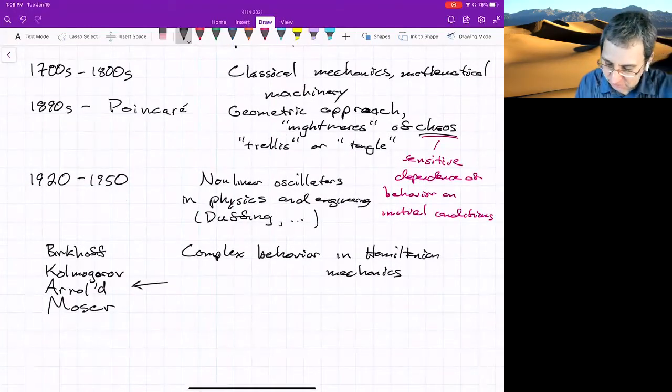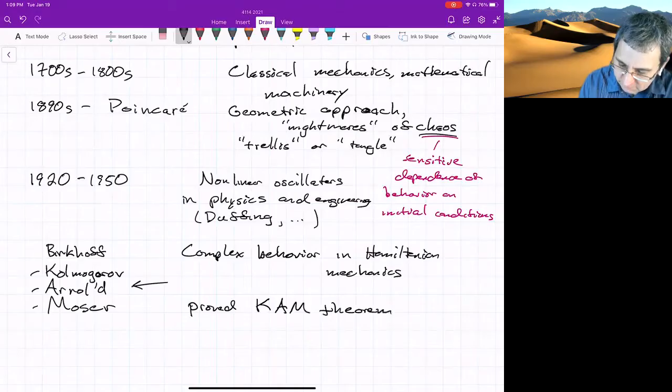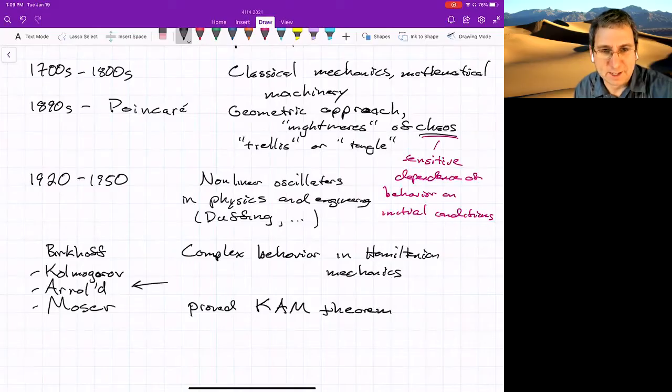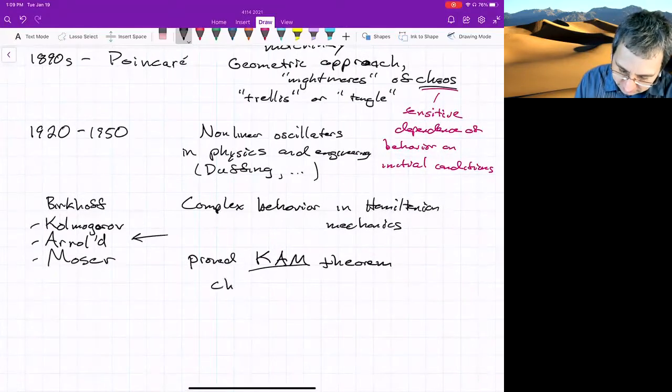So there was appreciation of complex behavior, kind of like that marble moving on the surface. But they proved things, in particular K, A, and M. Kolmogorov, Arnold, and Moser had something called the KAM theorem. I'm sure they called it something else and did it individually. And I guess there was no Google, so they couldn't Google each other. But they came up with the same result within a few years, so now it takes their names. The KAM theorem is related to chaos in Hamiltonian systems.